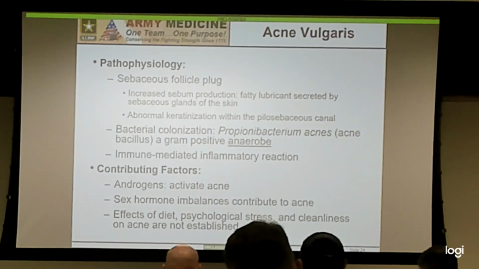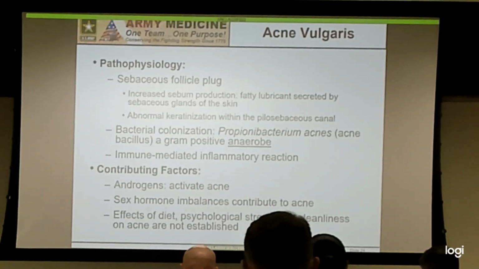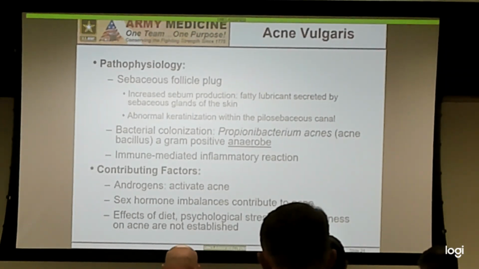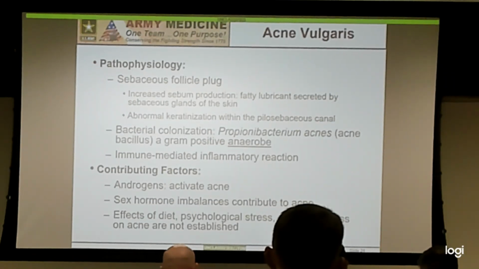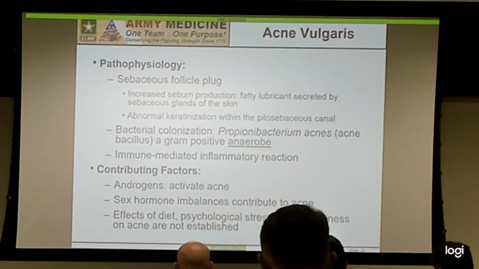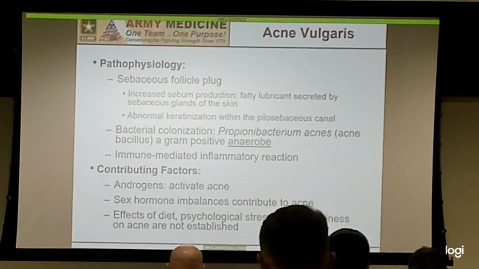And then you can also have where it's just an inflammatory response to the gland being filled with all of the different types of oils that we have in our skin. So androgens can activate acne, sex hormone imbalances, which is when I was talking about the menstrual cycle, that can occur. And then our diet. Are you drinking a lot of sodas? Are you eating at McDonald's every day? What are we doing to help our skin and to decrease the amount of exposure that we're having to oily, compacted, sebaceous glands?